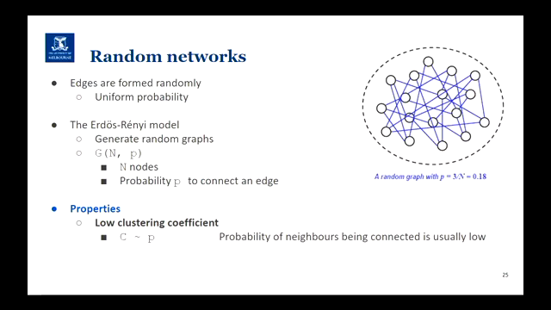The clustering coefficient is as low as the average probability, so the probability of neighbors being connected is usually quite low. However, we have low average path lengths, which empirically can be deduced as being logarithmic in the number of nodes, meaning you can find shortcuts on random networks. That's one of the advantages of random networks. Information flows very quickly. So regular networks have high clustering coefficients and high average path lengths, and random networks have low clustering coefficients and low average path lengths.